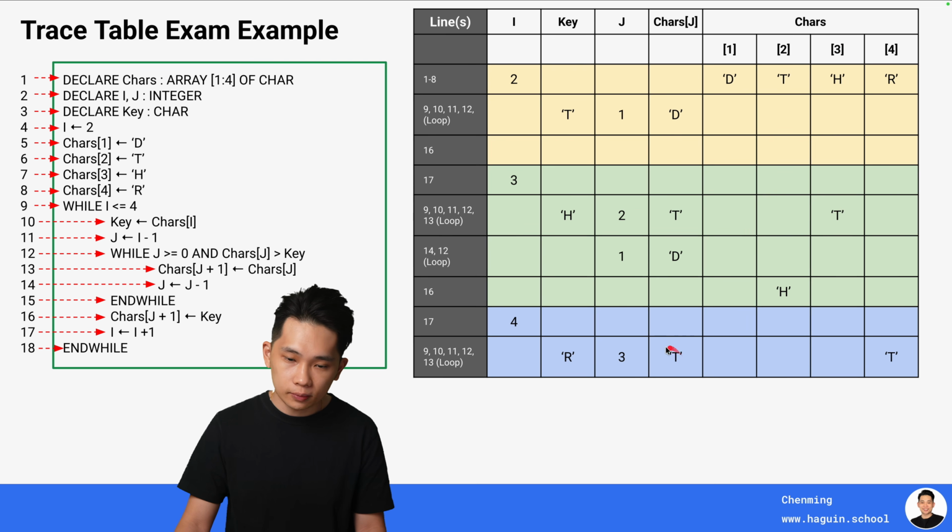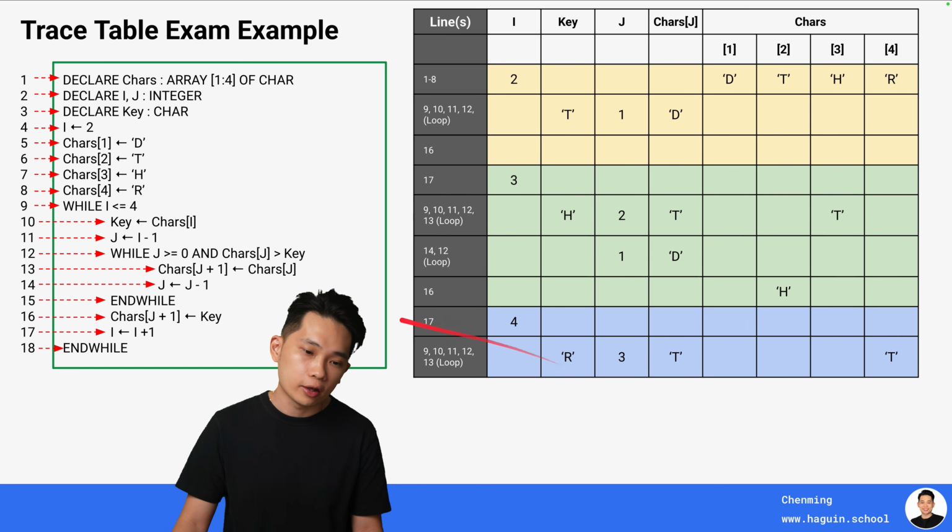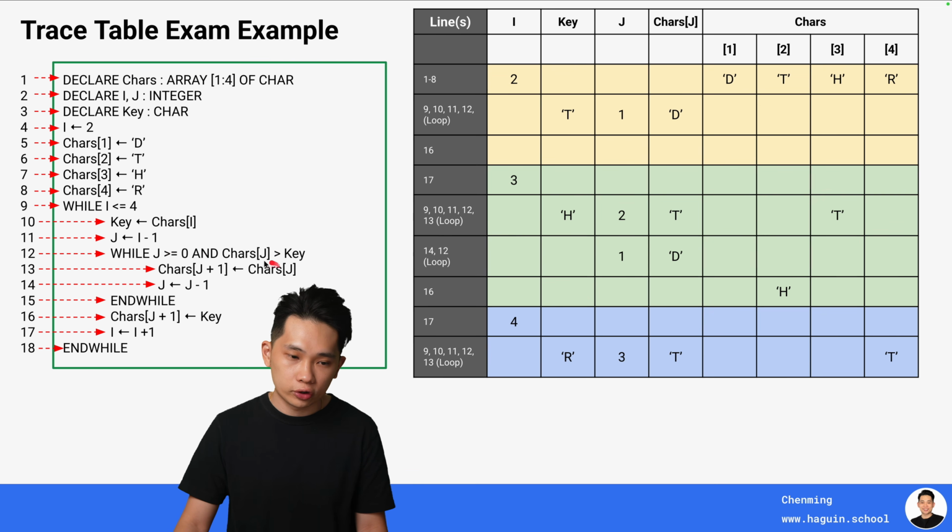So does t more than r here? So t actually comes after the r here because q, r, s, t, yeah. T is definitely come after the r here, meaning that we fulfill this condition here, and then we will go to line 13 here. So char j plus 1 is equal to char j. So j is going to be 3. So char 4 will be updated with this value t here. Therefore, char 4, so this will become t here.